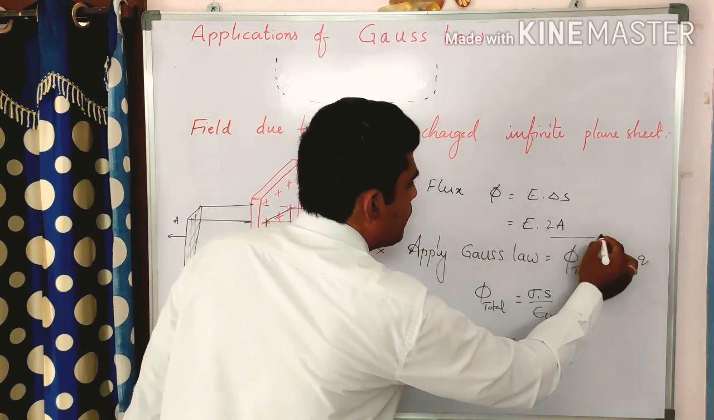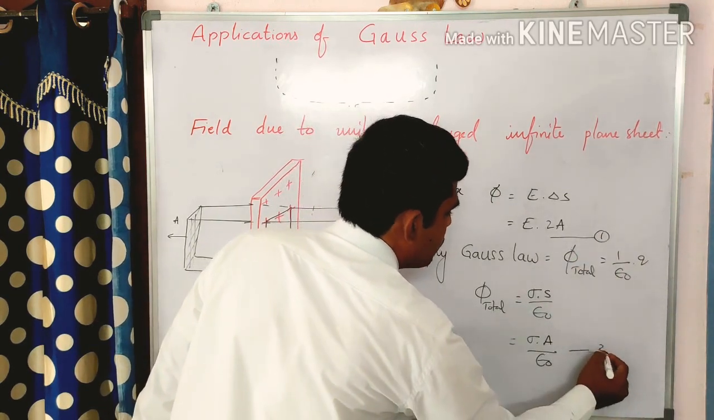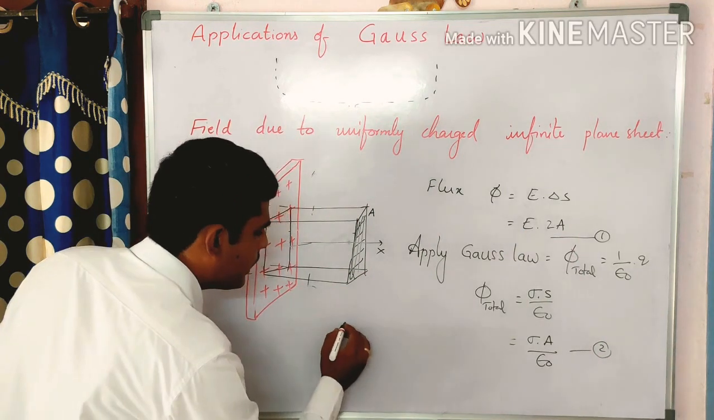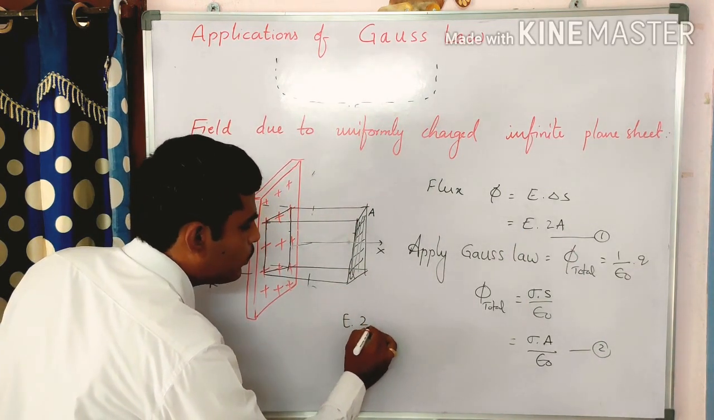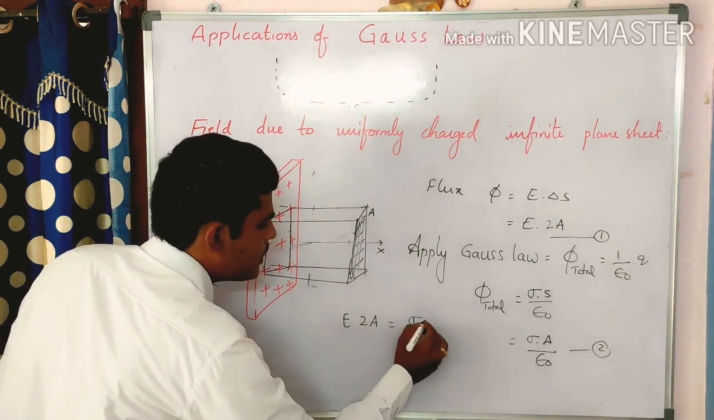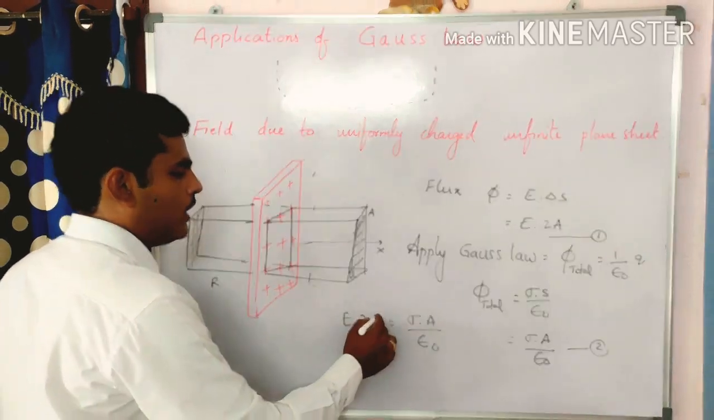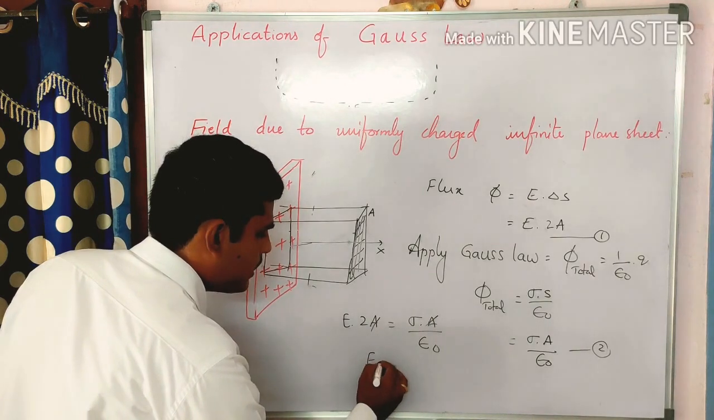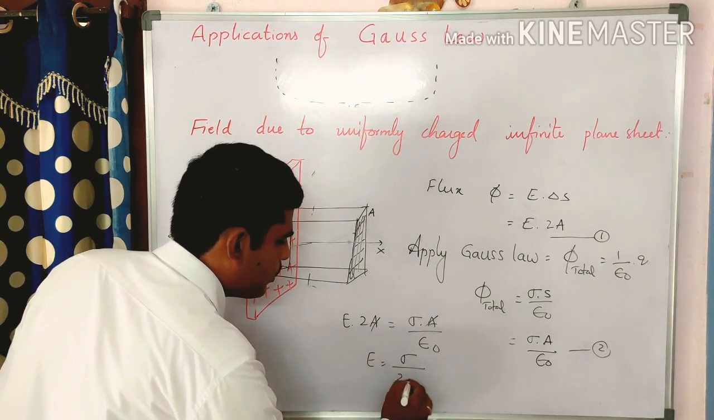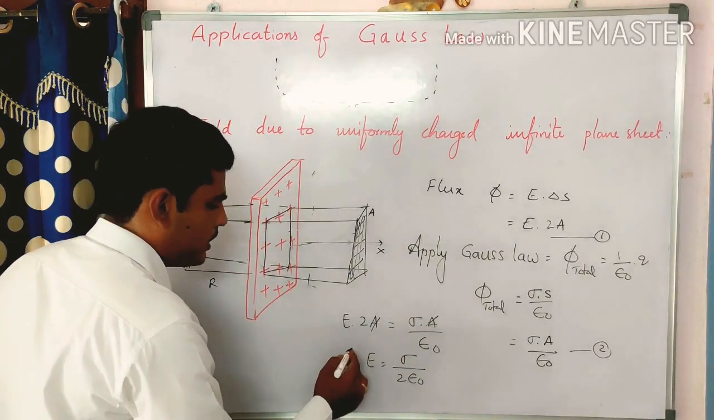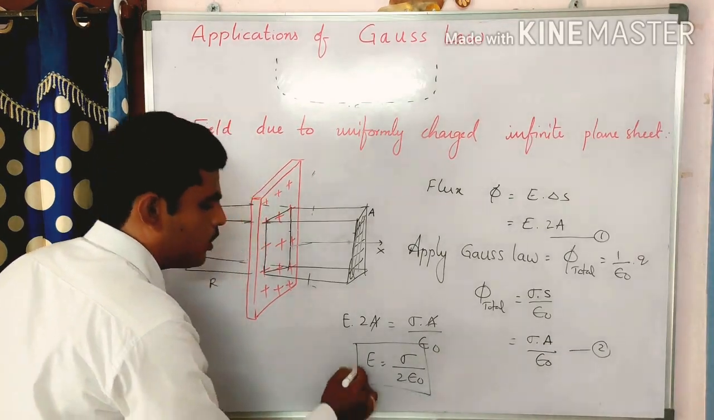So again imagine this one as 1 and this one as 2. From 1 and 2 we can write E into 2A is equal to sigma A by epsilon naught. So A cancels, and E is equal to sigma by 2 epsilon naught.